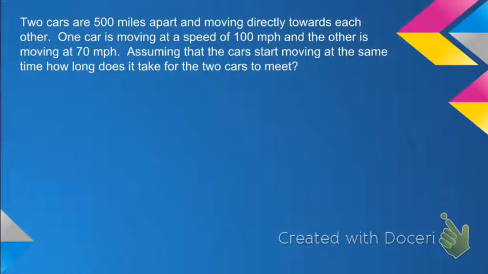So two cars are 500 miles apart, moving directly towards each other. One car is moving at a speed of 100 miles per hour, the other at 70. Assuming the cars start moving at the same time, how long does it take for the two cars to meet?